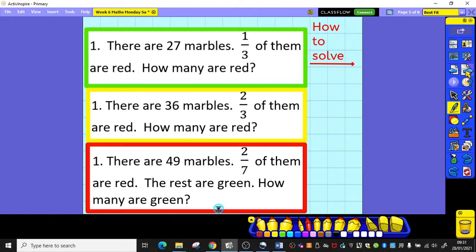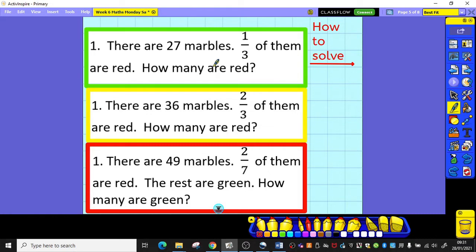Okay, so the fraction is bigger than just 1 unit. It's what we call a non-unitary fraction. And if you are doing the red challenge, you can see you have to work out 2/7 of a number to find out how many are red, but then actually we don't want to know how many are red, we want to know how many actually are green.